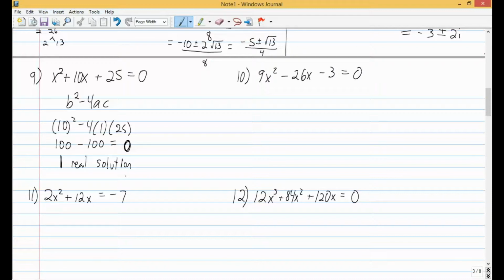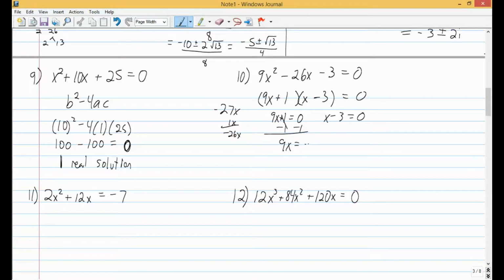Alright, number 10, solve by the method of your choice. So what I'm going to try on this one first is factoring. Let's say 9x and x. And then for a negative 3, I'm going to put a minus 3 here and a plus 1 here. Now let's check and see if that's right. That's going to give me a negative 27 when I multiply the outer terms. When I multiply the inner terms, that's going to give me a positive 1x. So that's negative 26x, and that's what's in the middle. So that's factored correctly. So set each factor equal to 0.